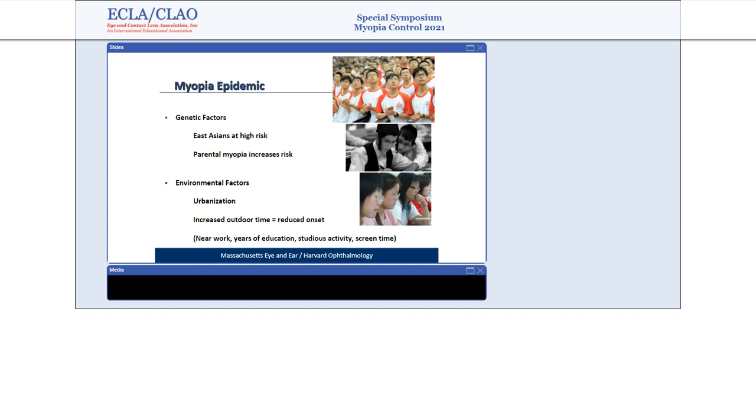Besides the epidemiology, I'm tasked with discussing the mechanism. And it's believed that there are 2 components that go into the epidemic. One is genetic factors, with East Asians at particular high risk, but certainly people of other genetic descent are not protected. Parental myopia also increases risk. Environmental factors that figure in include urbanization and increased outdoor time, which seems to have a protective effect in reducing onset. Other factors that likely contribute but have not been as emphatic in their emphasis are near work, years of education, studious activity, and screen time.